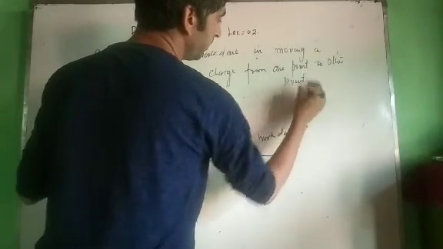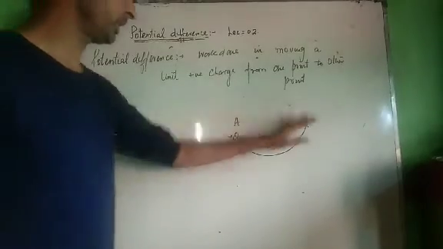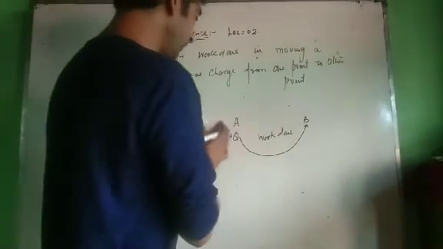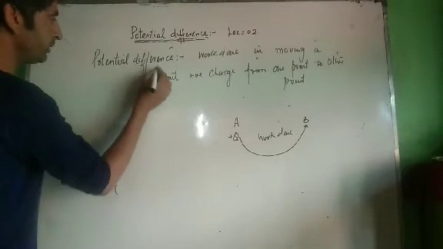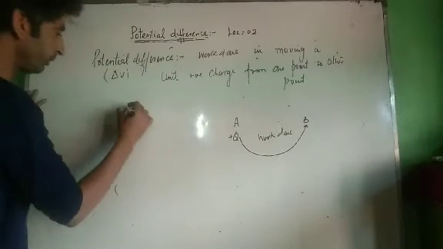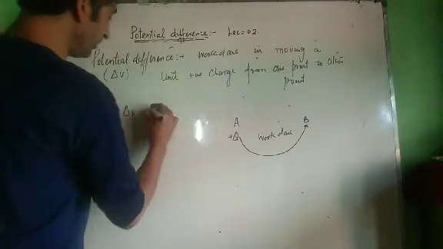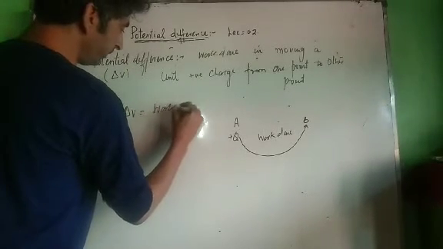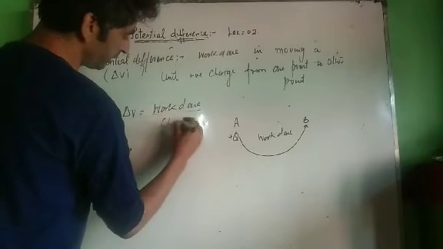Now what is this one point and what is this other point? This point has its potential, this point has its potential. From a potential of one point to a potential of other point. Therefore we can write this potential difference. It is denoted by del V. Del means change in potential. Del V is equal to the amount of work done per unit charge, that is, work done divided by charge.